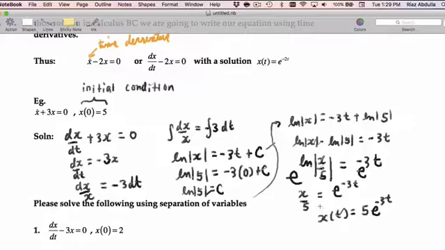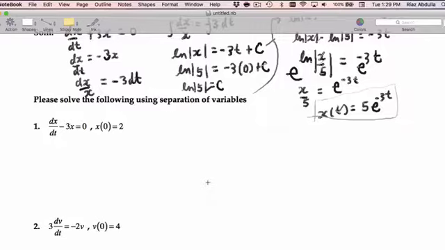If you plug this into the differential equation, you'll find two things. Number one, it solves it. And number two, it meets the initial condition that if you plug in 0 for the time, x is equal to 5. So now we'll attempt problem number 1.